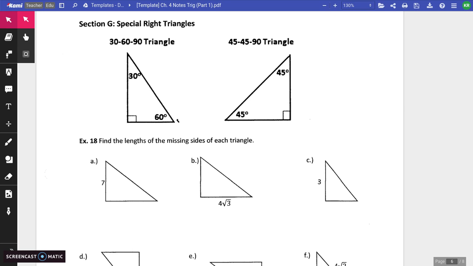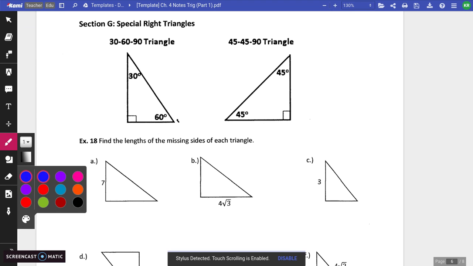All right, today we're going to talk about sections G, H, and J, starting with special right triangles. You know that there's a pattern for special right triangles. Let's start with the 45, 45, 90. This triangle is going to be isosceles since you have two 45-degree angles, so these two legs will be congruent. If the legs are each x, then the hypotenuse is going to be x times the square root of 2.